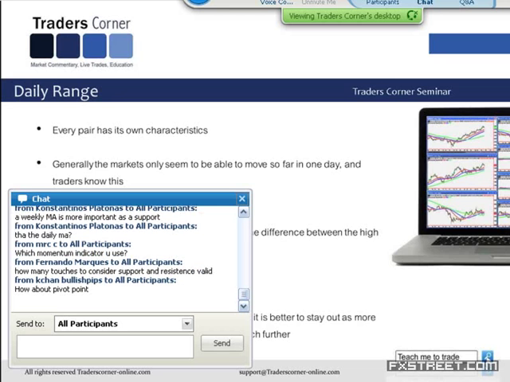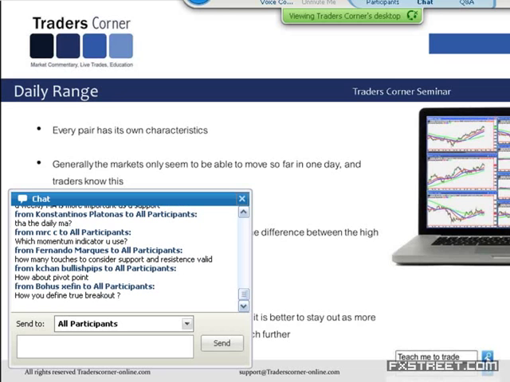Fernando, even if it's got one touch, it's still valid for me. I'm still going to watch price when it comes back to that particular level. Yes, I use pivot points for my day trading. I use them a lot. It's a very, very big part of it.